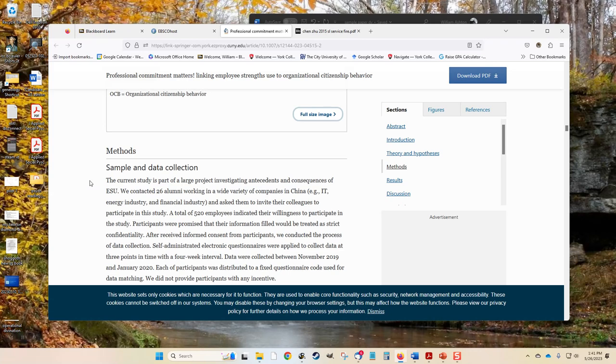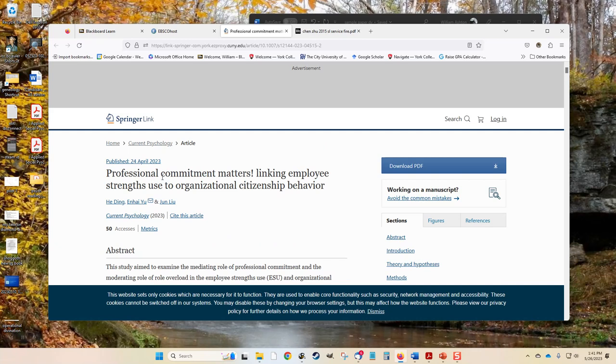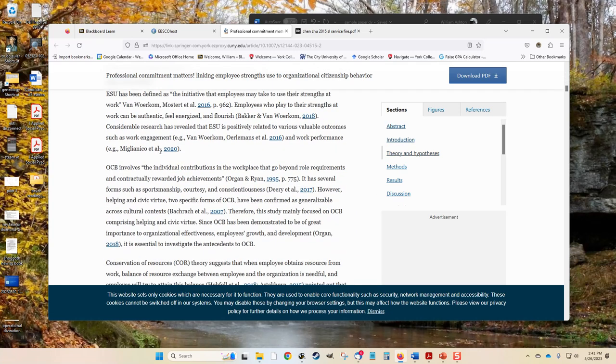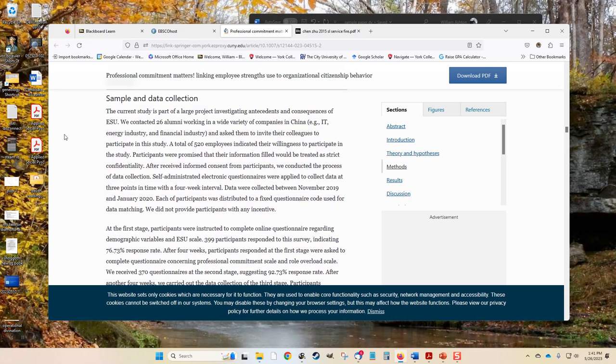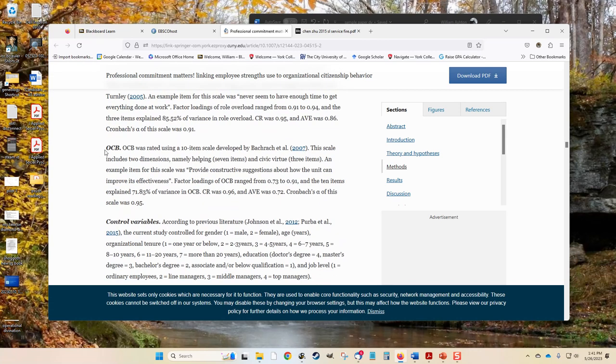All right. But this is an article that is experimenting and looking at the relationship between organizational citizenship behavior and role overload. It's not a study specifically on OCB, but it is going to use a test of OCB, and we find it in the methods section. Measures: professional commitment, OCB, a 10-item scale developed by Barash, 2007.